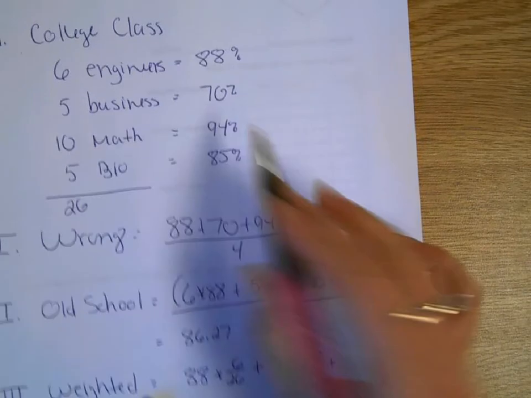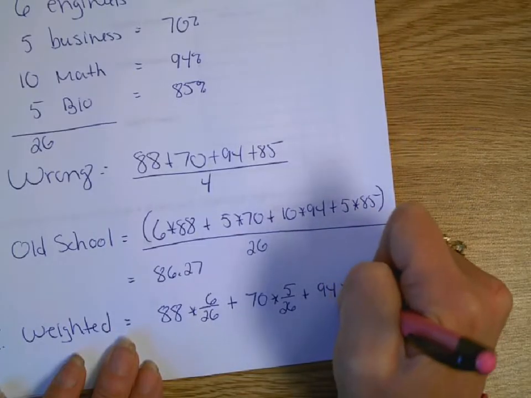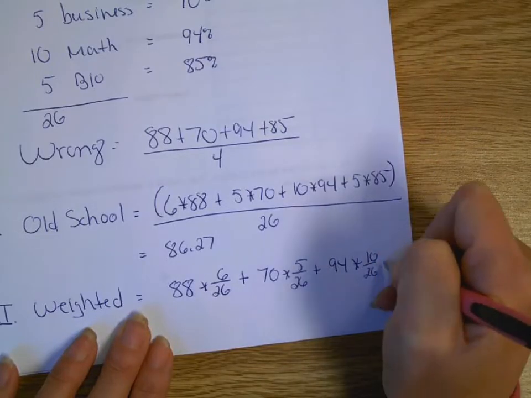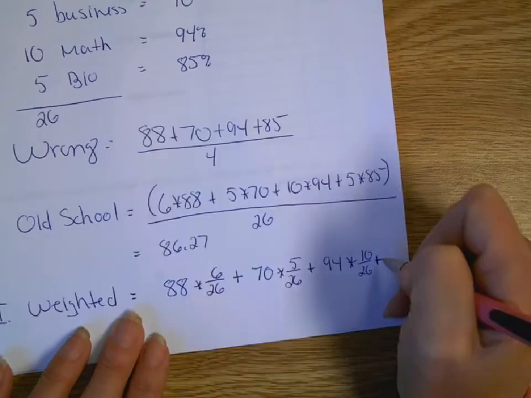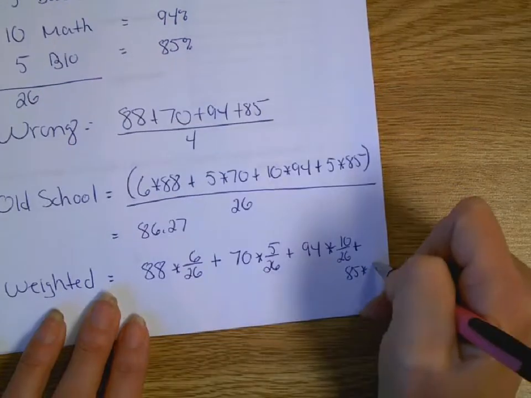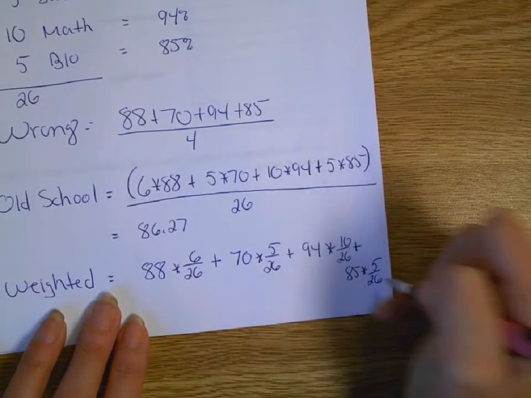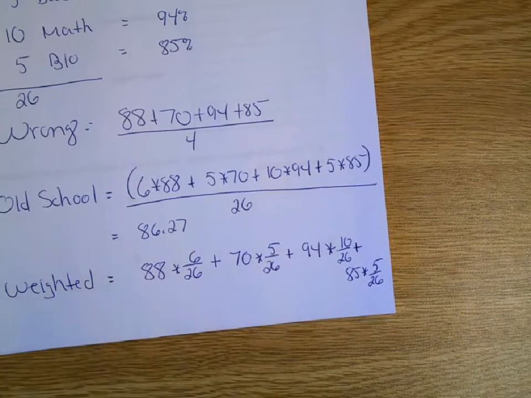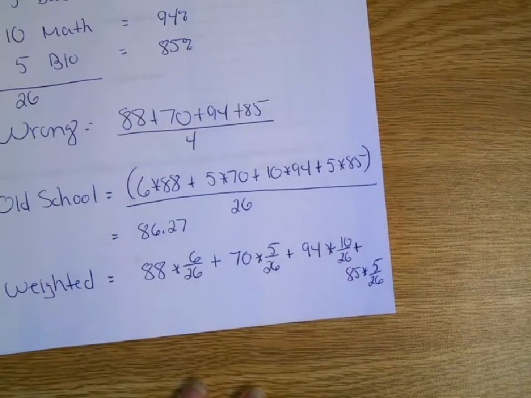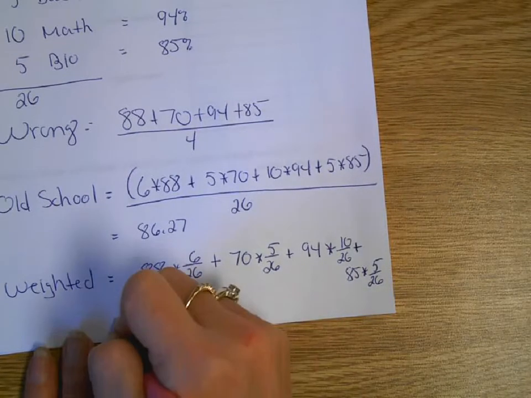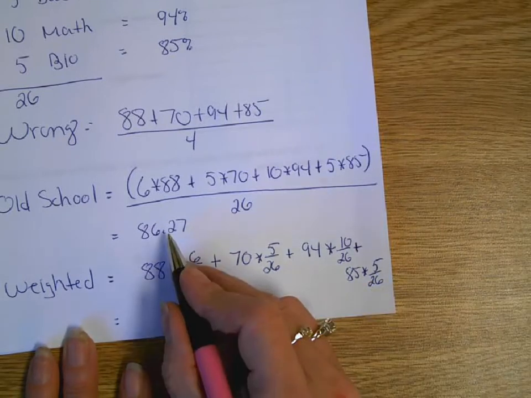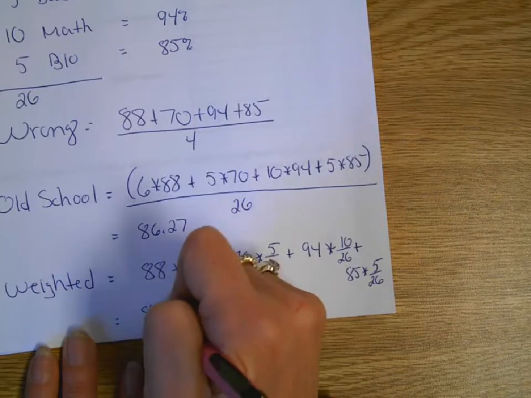And then 94%, weighting 10 out of 26. Plus, and then the last group was an 85 times 5 out of 26 again. In my weights, I used all 26 out of 26, so again, I'd be dividing by 1, so I'm not even going to bother with that. And believe me or not, but if you type that in just like I have it, you will get the exact same score you have here with the old school way. No difference.